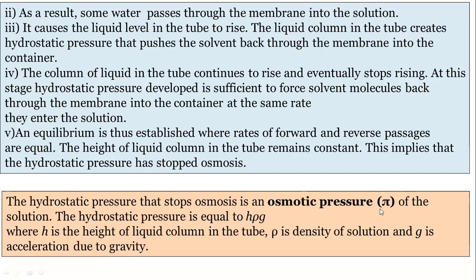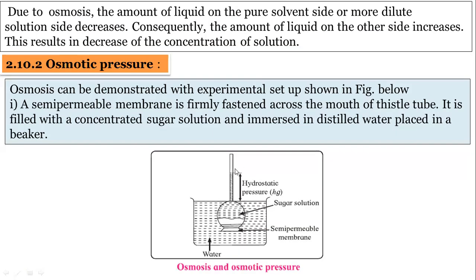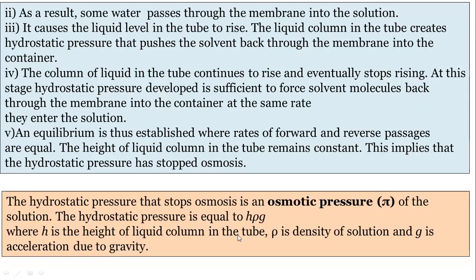So osmotic pressure pi is always equal to h rho g, where h is the height of the liquid column, rho is the density of the solution, and g is the acceleration due to gravity. So remember this formula: pi equals h rho g. What is the role of osmotic pressure here? Osmotic pressure is also called hydrostatic pressure. This hydrostatic pressure stops the osmosis, meaning water does not enter the thistle tube, and the hydrostatic pressure also does not push back the solvent molecules into the container. So this is called osmotic pressure, remember.